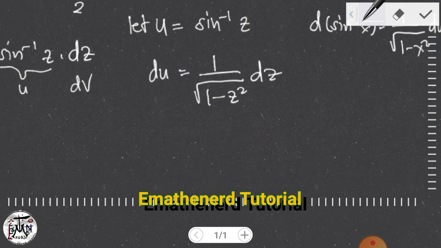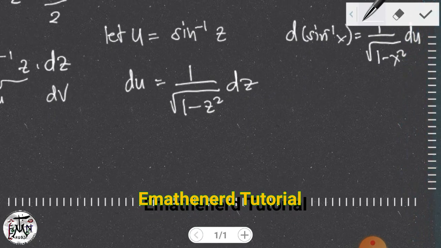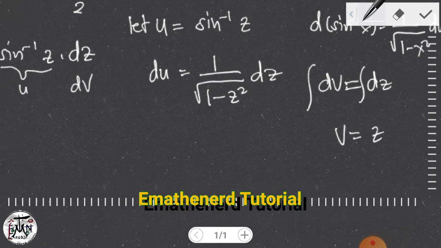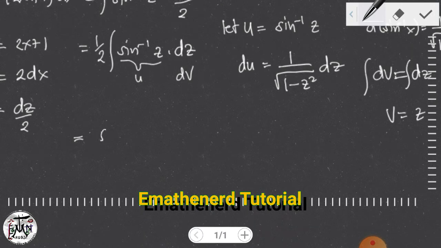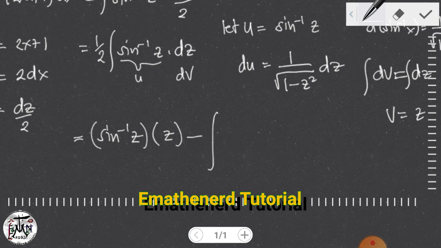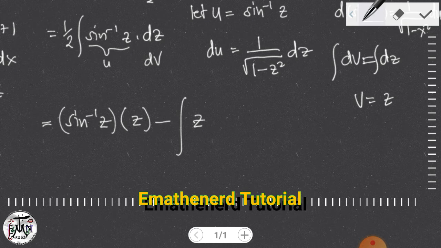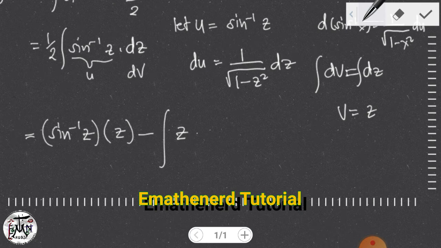Next we find v, where dv equals dz. We integrate that to obtain v, so v equals z. Now let's substitute: u as sine inverse z, times v equals z, minus the integral of v, which is z, times du, which is dz over the square root of 1 minus z squared.